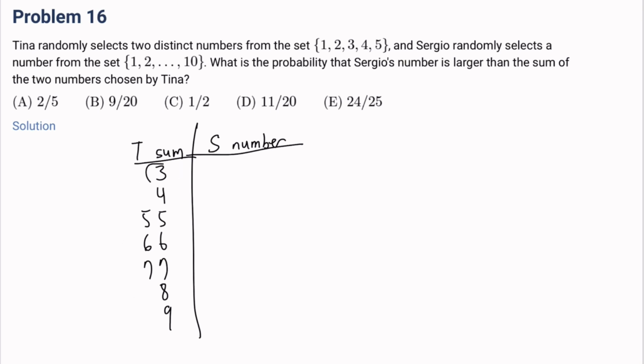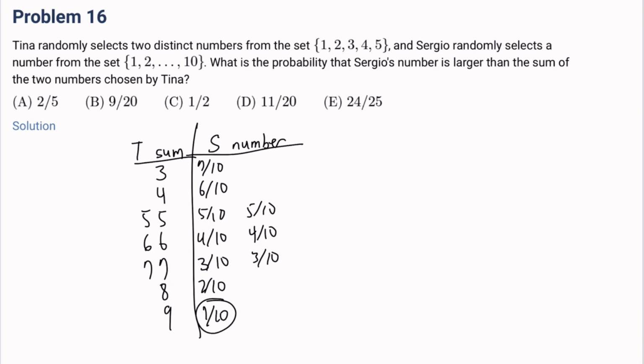And so for his number to be greater than 3, he just needs 7 out of 10. This is 6 out of 10. This is 5 out of 10. And we have one more 5 out of 10. And same thing for here, 4 out of 10. One more 4 out of 10. It's 3 out of 10. One more 3 out of 10. 2 out of 10. And one more 2 out of 10. And lastly, we have 1 out of 10.